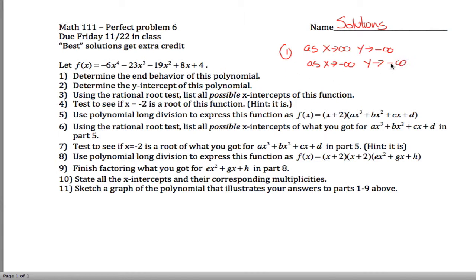So one way you could state the end behavior is by writing this mess right here. There's part one. Part two, I might squeeze that in up here also.